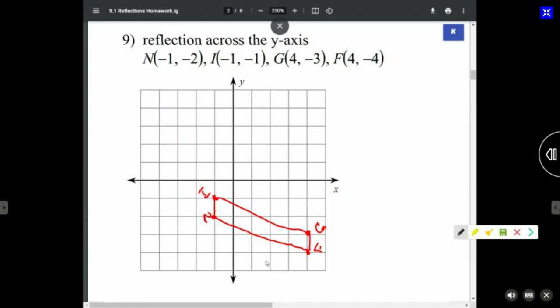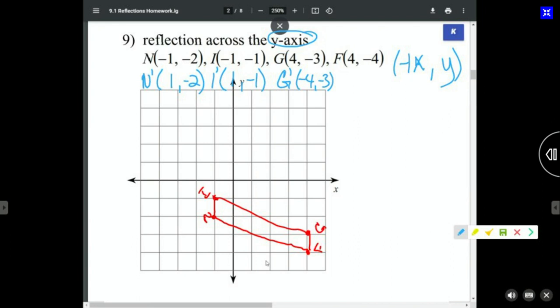I am going across my y-axis. So all of my y's stay the same, right? -1 times x. All of the x's are opposite. All of the y's are the same. So N prime is going to be +1, -2. I prime, +1, -1. G prime, -4, -3.